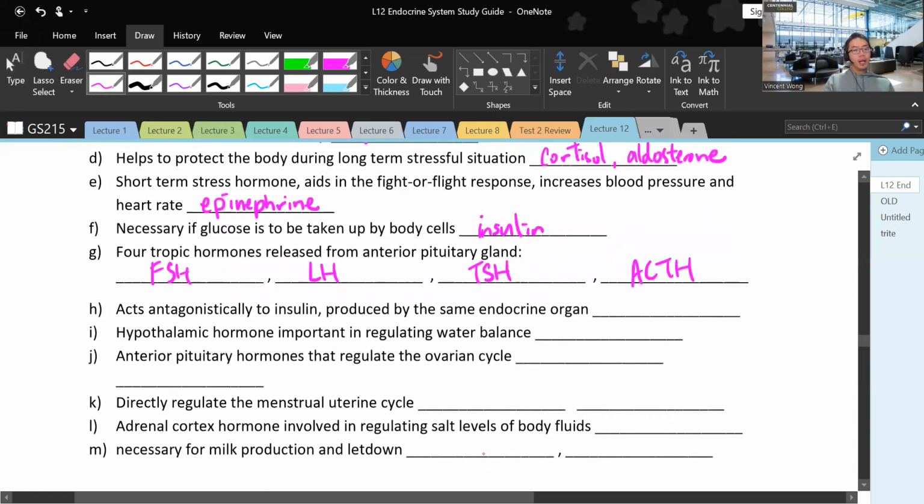Next one. Acts antagonistically to insulin produced by the same endocrine gland, produced by pancreas, essentially. That would be the glucagon. Hypothalamic hormone, important in regulating water balance. That would be the antidiuretic hormone, ADH.